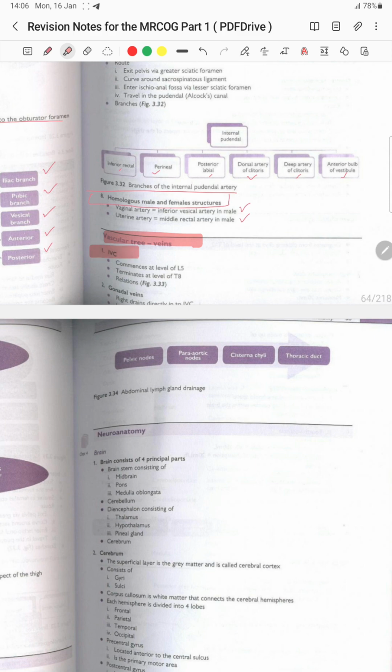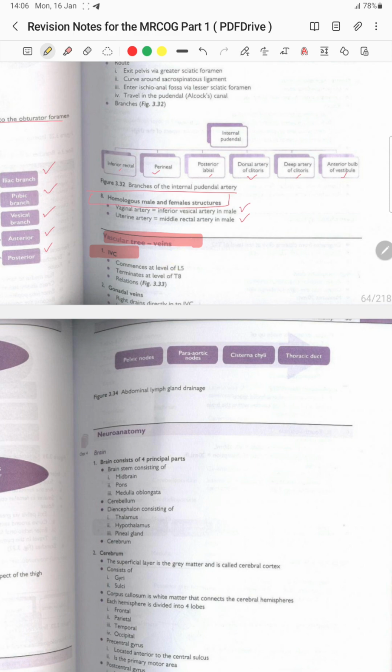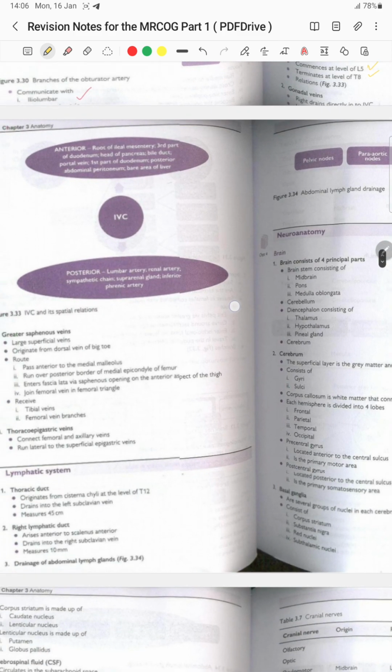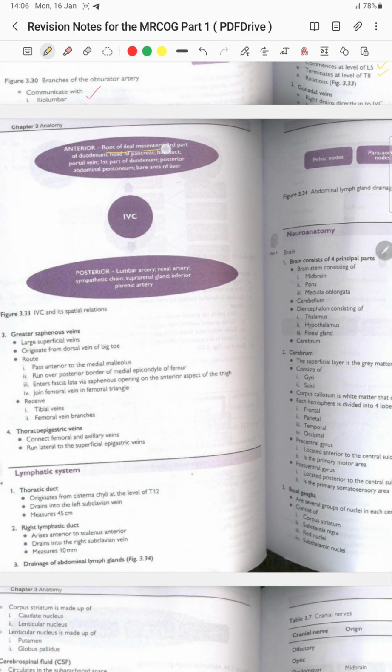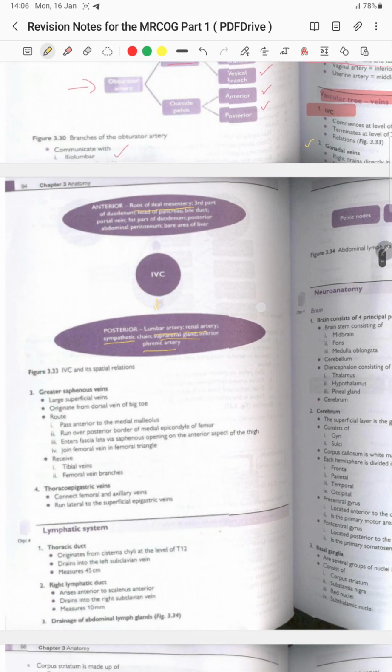The most important is the inferior vena cava. It commences at the level of L5 and terminates at the level of T8. Relations of the inferior vena cava: anteriorly, there is the root of the ileal mesentery, third part of the duodenum and head of the pancreas, bile duct, and the portal vein, and the first part of the duodenum, the posterior abdominal peritoneum, and the bare area of the liver. Posteriorly, the lumbar artery, the renal artery, the sympathetic chain, the suprarenal gland, and the inferior phrenic artery. And now the gonadal veins drain directly into the inferior vena cava.